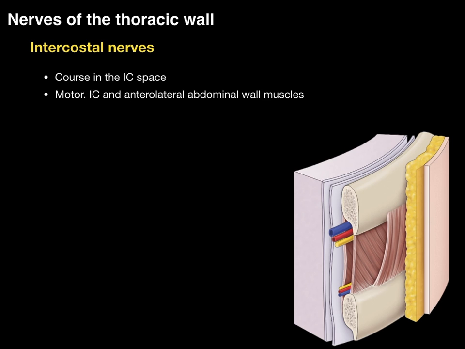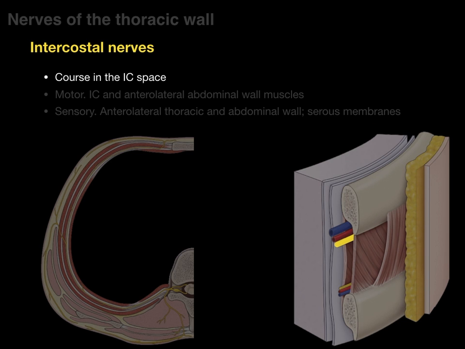intercostal and anterior lateral abdominal wall muscles, and their sensory is the skin of the anterior thoracic and abdominal wall, as well as the deeper serous membranes. So here we have, let's see, coursing in the intercostal space. You see that nerve coursing in that intercostal space between the internal intercostal and innermost intercostal muscles.